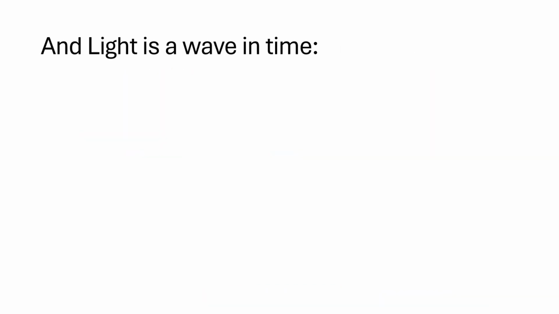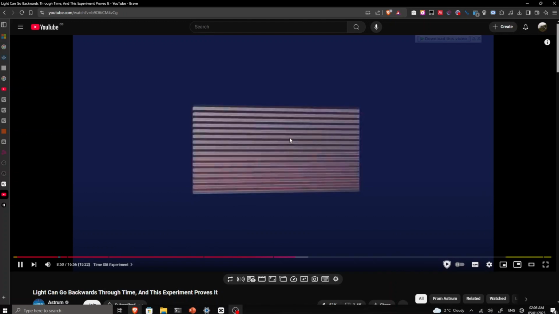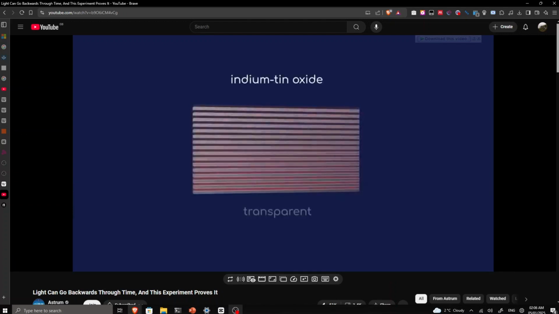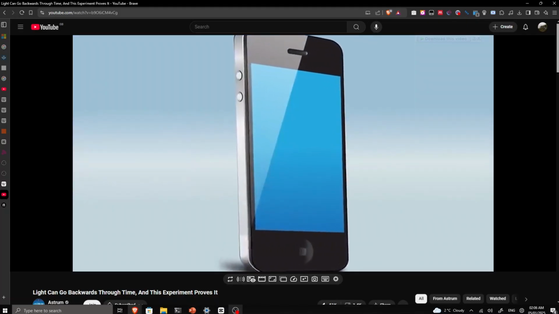And light is also a wave in time. To explain this, I will use a YouTube video from Astrom that describes a research paper from 2023. They took a transparent material called indium tin oxide that, under specific conditions, can be made to be reflective. Indium tin oxide is the stuff they use in most mobile phone screens.